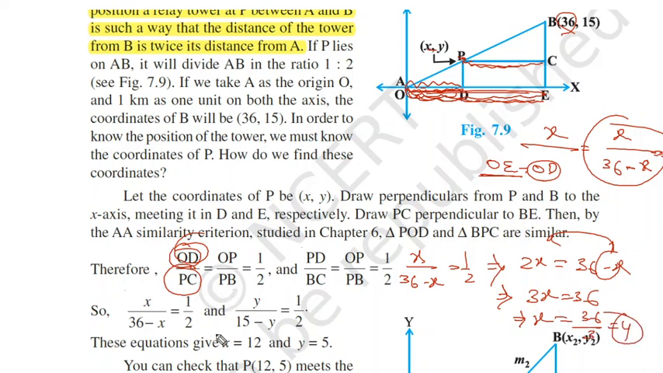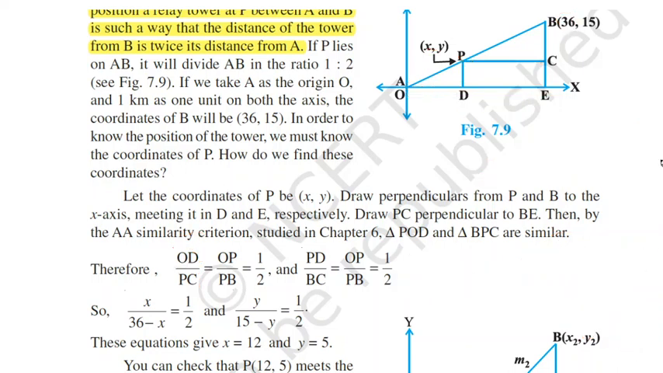So you get the value of x as, oh sorry, it's not 4, it's 12. We get the value of x as 12. So now we got x equal to 12. Similarly, from here you can see PD by BC.